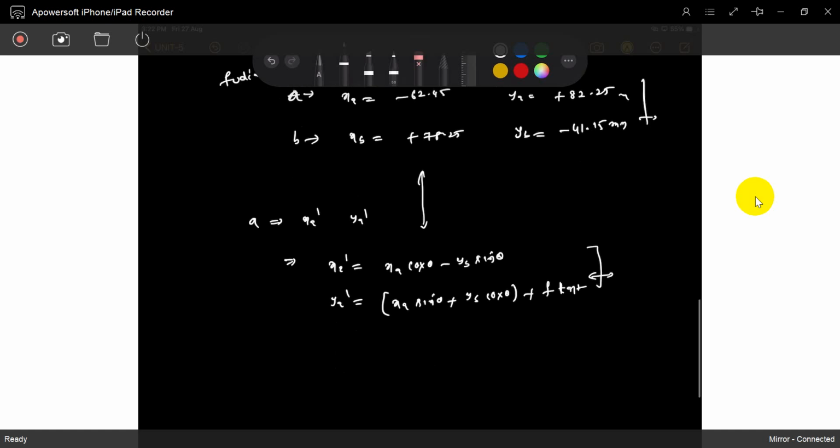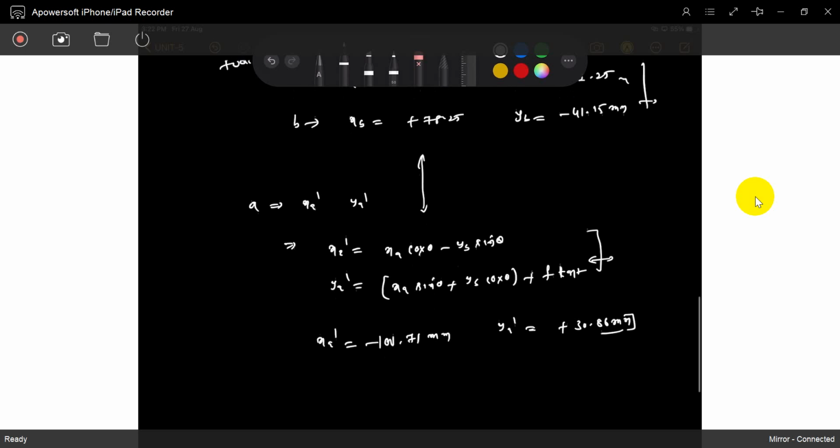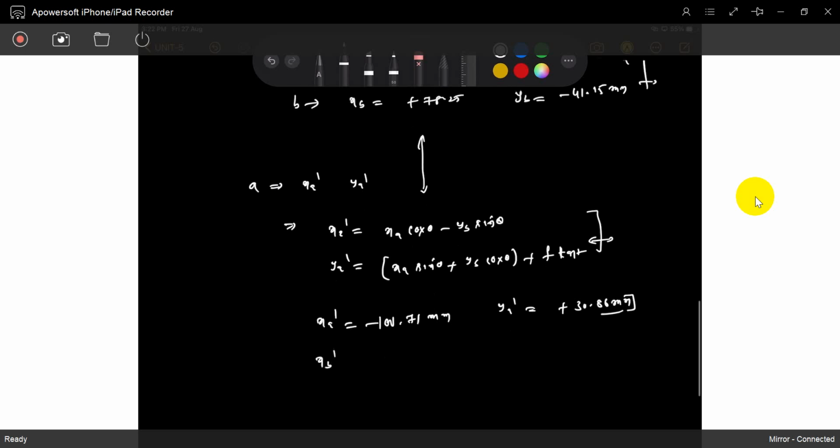For A coordinates, xa dash you will get minus 107.1, ya dash you will get plus 30.86 mm. That's it. Same you can use for B: xb dash you will get plus 86.39 mm, yb dash you will get 26.7 mm. These are the tilted axis coordinates.